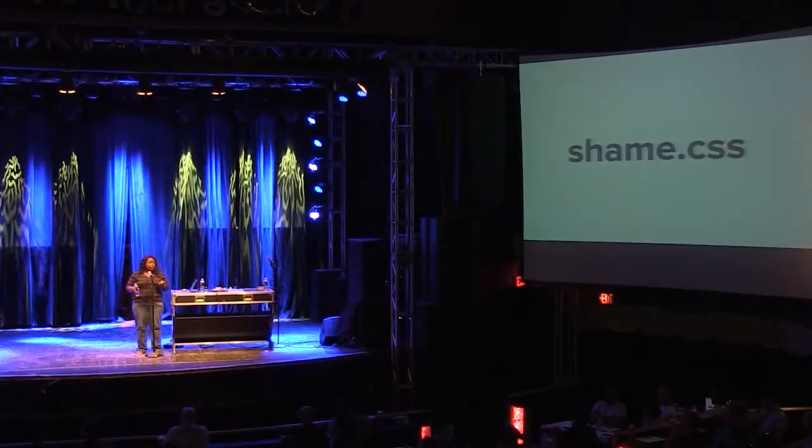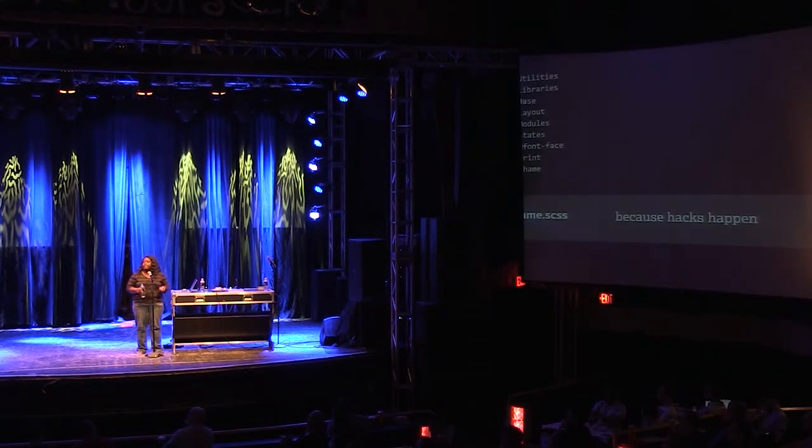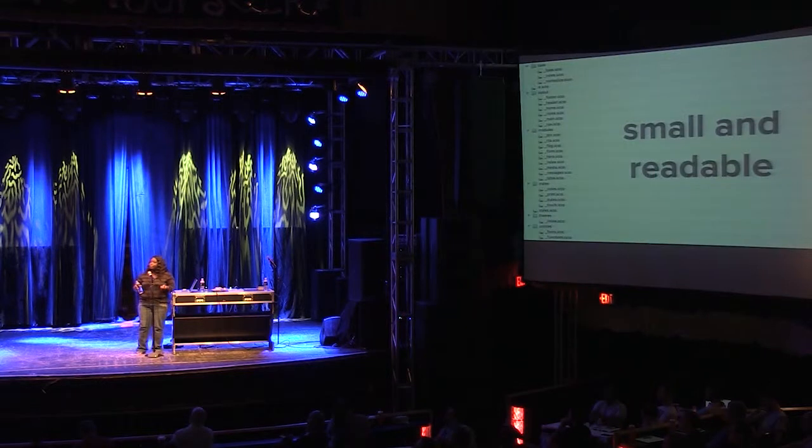With Sass, I would go ahead and switch that to shame.scss so that you can import it as a partial at the end of your file, and it won't output a separate CSS file. And that goes at the very bottom because, sometimes hacks happen.